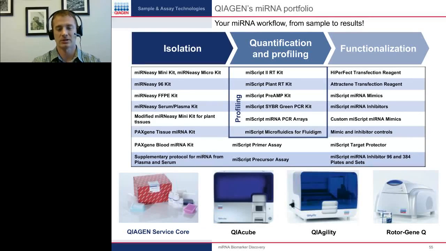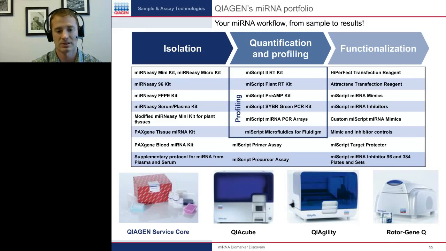So let's finish up with some resources. Here we have a summary of QIAGEN's microRNA portfolio. We have a whole host of isolation technologies for cells, tissues, FFPE tissues, serum, plasma, exosome isolation and enrichment of RNA, and we also have PAXgene solutions for your blood and tissue types. For quantification and profiling, we offer the miScript PCR system, and for functional analysis, we offer a host of transfection reagents, microRNA mimics, and inhibitors.